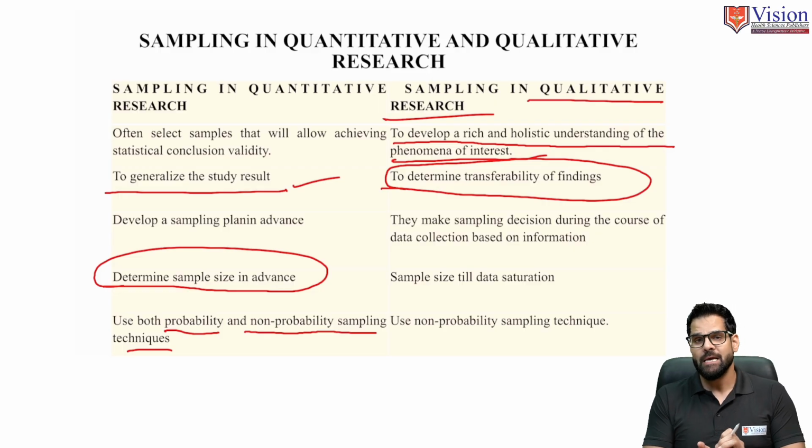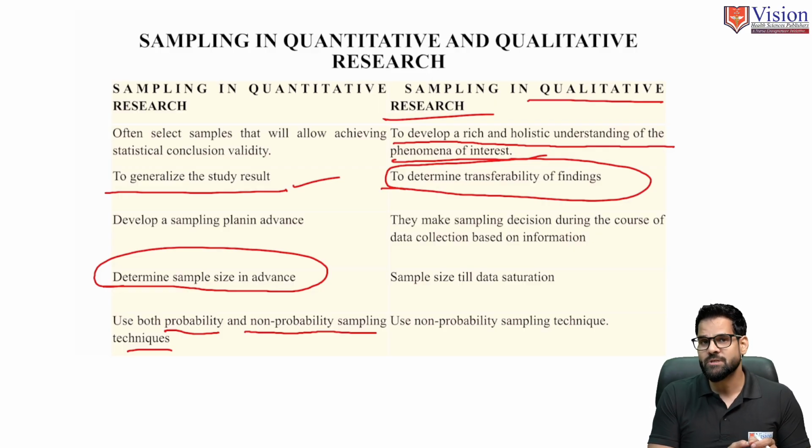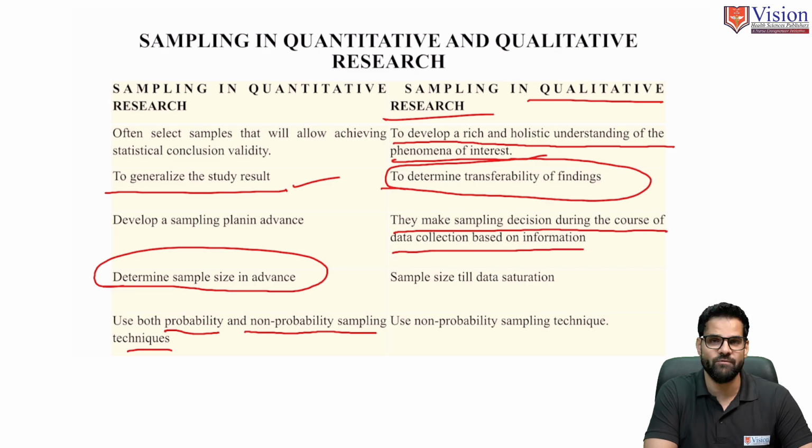So now the question is, can I transfer these results to some other children engaged in child labor? That is the point, not the generalizability. They make sampling decisions during the course of data collection based on the information. So usually we don't decide that in advance. What we do is collect the data and analyze it. That is what we call ongoing analysis.